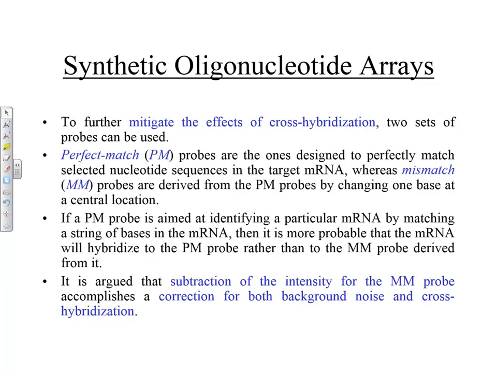So if a perfect match probe is aimed at identifying a particular messenger RNA by matching a string of bases in the messenger RNA, then it is more probable that the mRNA will hybridize to the perfect match probe rather than to the mismatch probe derived from it. And it is argued, and again, it may not be correct, all these are kind of ad hoc, hand-waving arguments, that subtraction of the intensity for the mismatch probe accomplishes a correction for both background noise and cross-hybridization. So again, there is some amount of hand-waving; it's not rigorously shown here.